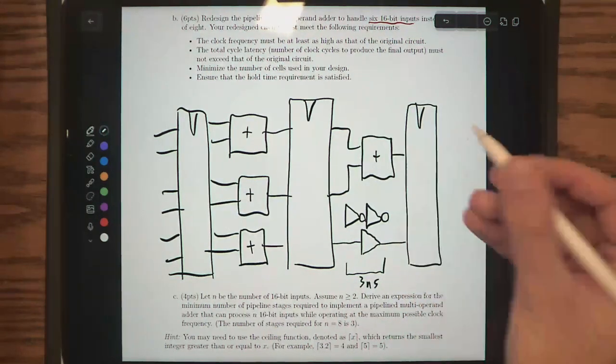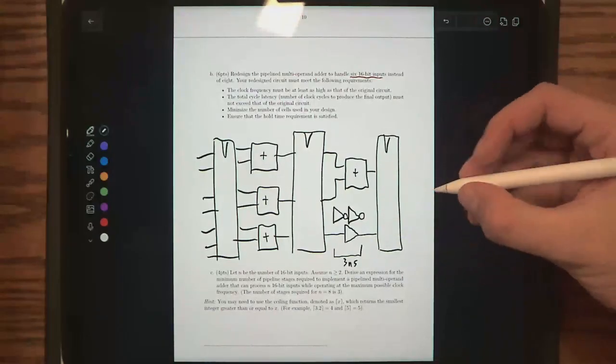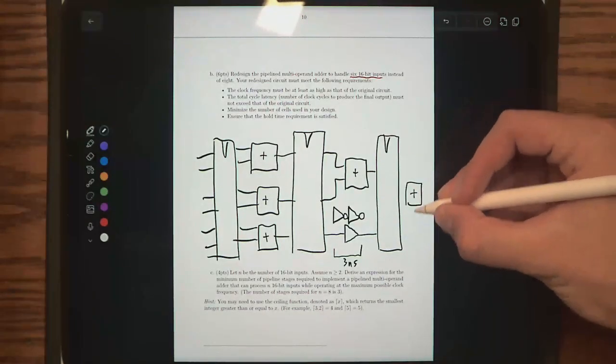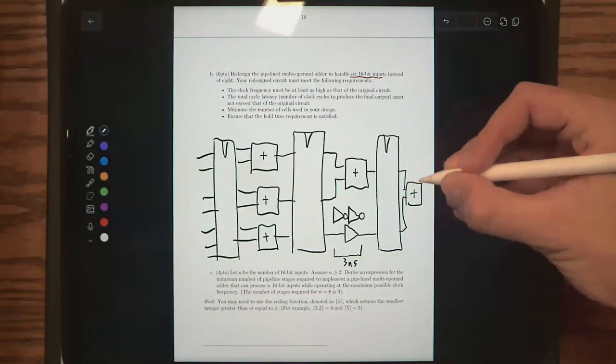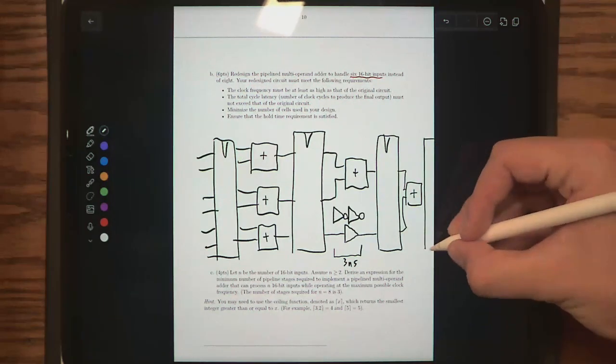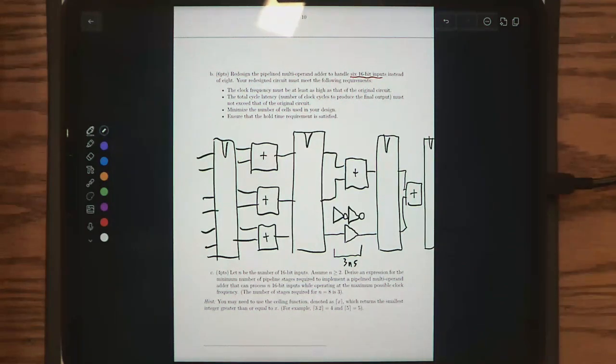Good. So now after that, we just have 2 inputs, and so it's really easy. We just take another adder, and then we're done. Okay. Yeah, any questions on this? Is this what we were expecting? Cool. Okay, good.